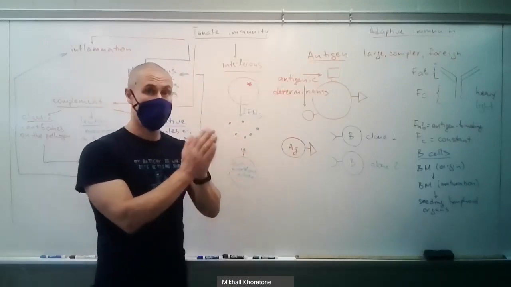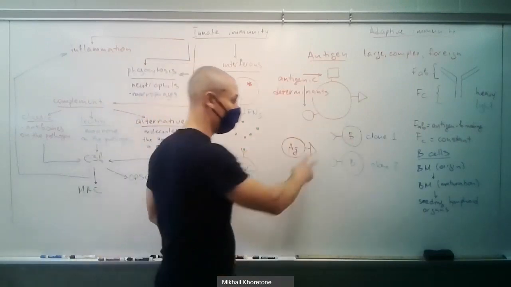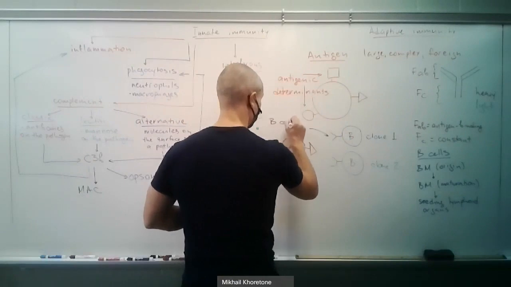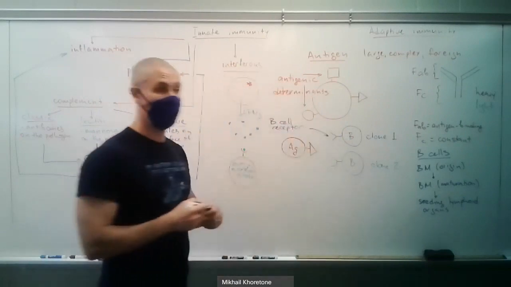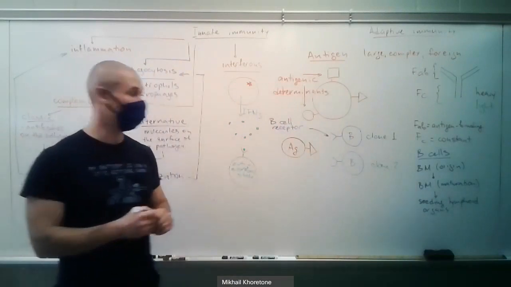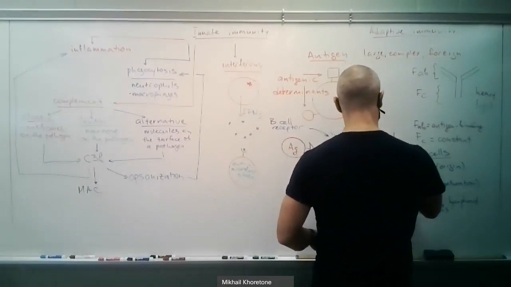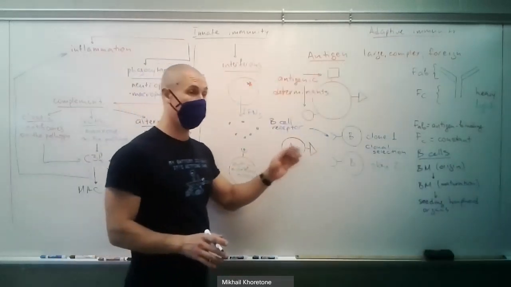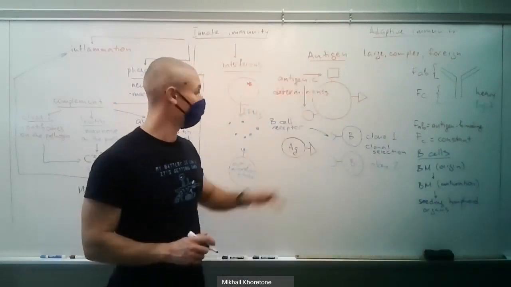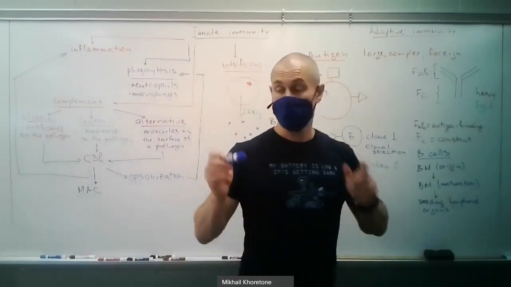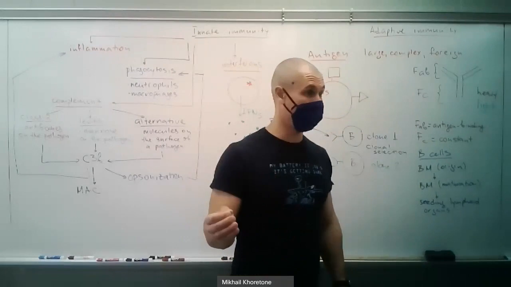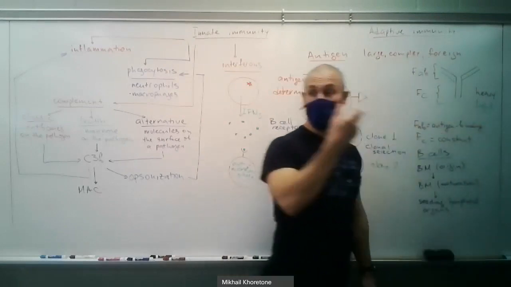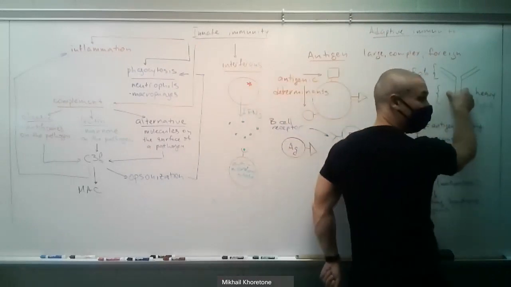So this process of selecting a clone with a specific B cell receptor is called clonal selection. Good. So what's going to happen to that B cell, and what is this B cell receptor? At this point, I'm going to use it. The B cell receptor is the antibody that exists, anchored in the cell by the handle, by the Fc fragment.